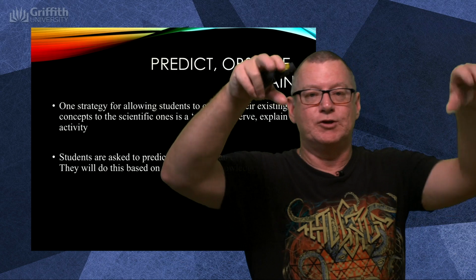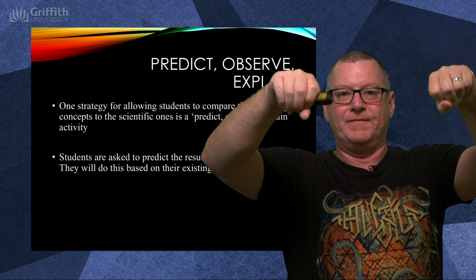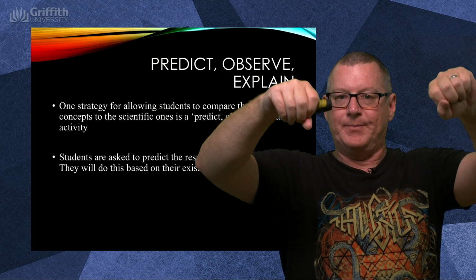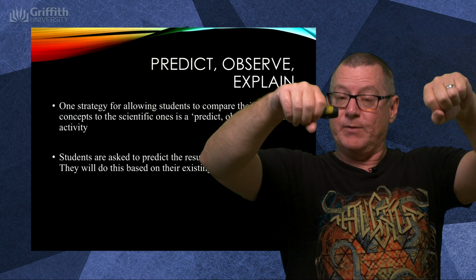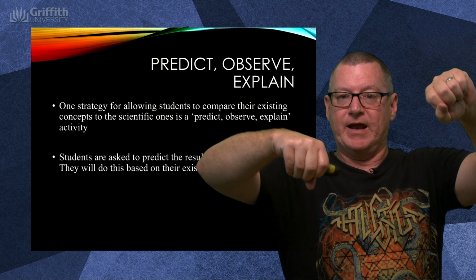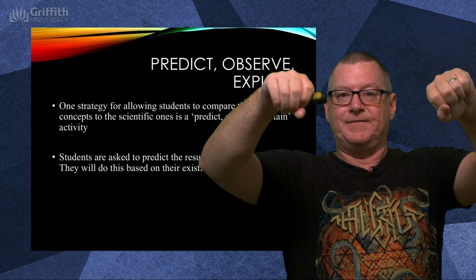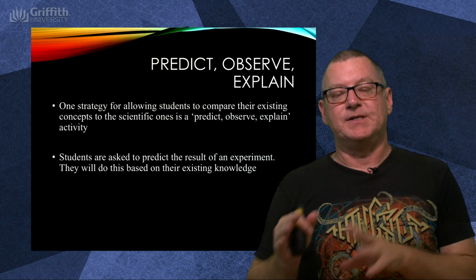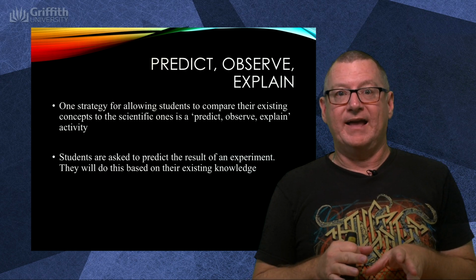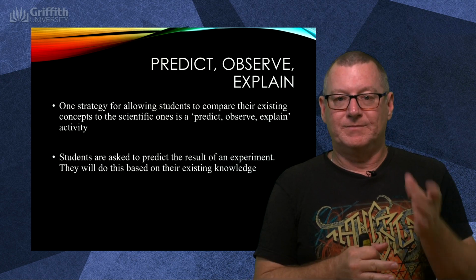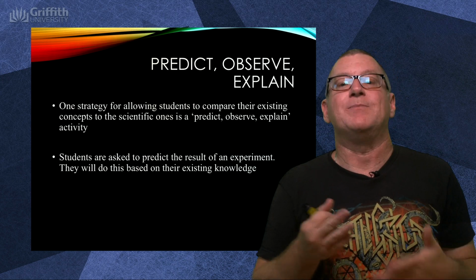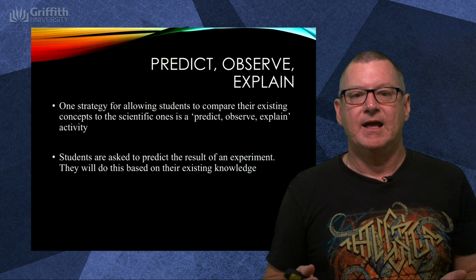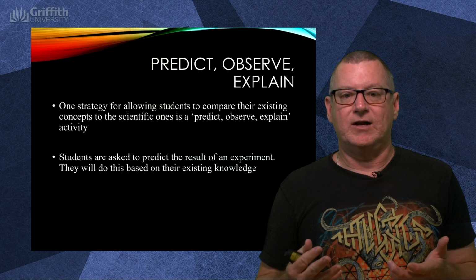So dropping 2 objects of different masses but similar sizes is the common example. Many will predict that the heavier one will hit the ground first. In fact, if the experiment works right, they hit the ground at the same time. So they predict, they observe, they explain why what they had predicted wasn't explained by the existing theory. This is part of establishing dissatisfaction, to test their existing concept.